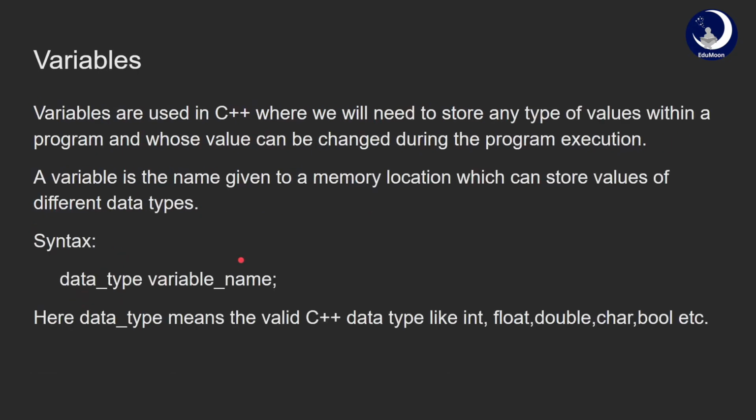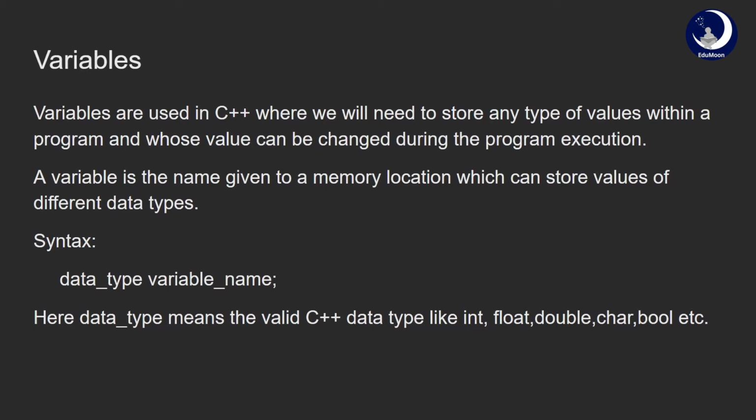Now let's look at variables. Variables are used in C++ where we will need to store any type of values within a program and whose value can be changed during the program execution. So as the name says, a variable contains the value which can vary. A variable is the name given to a memory location which can store values of different data types.